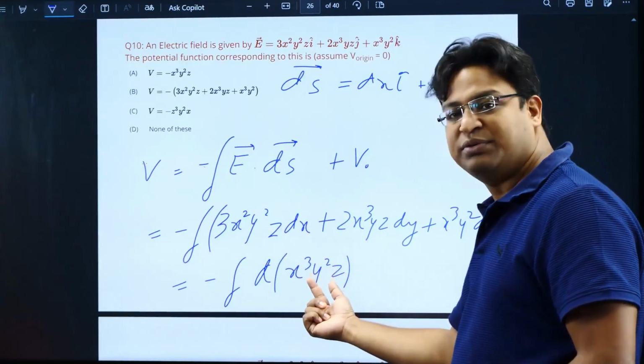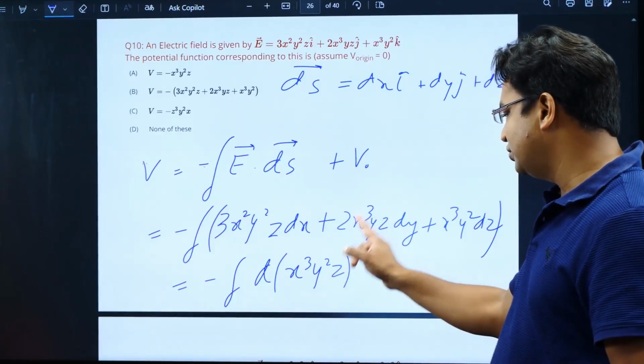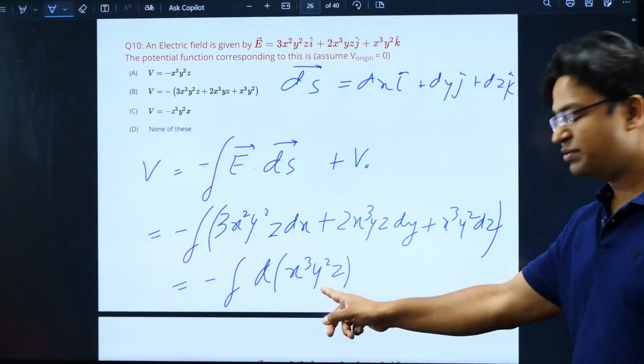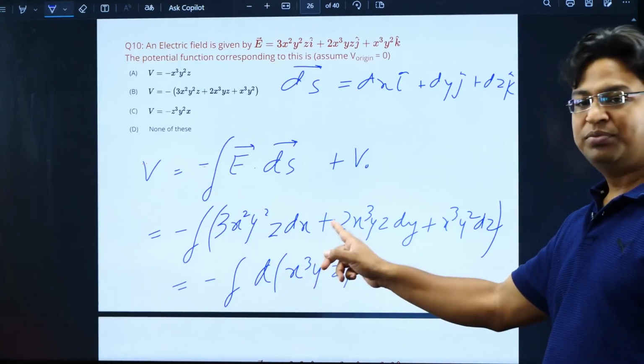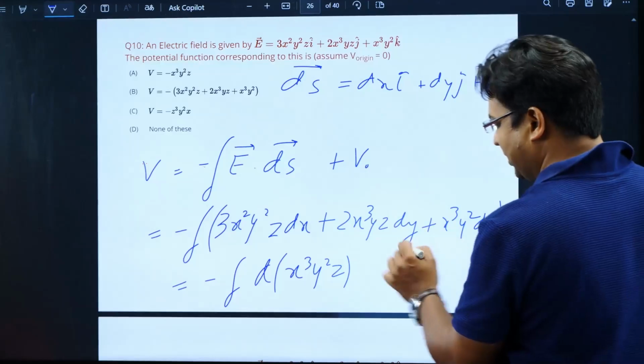If I differentiate this with respect to y, then I will get x cube into 2y into z with a dy. We got this. If I differentiate this with respect to z, I get x cube y square dz. So alright, the v naught will be there. I'm not writing it right now.